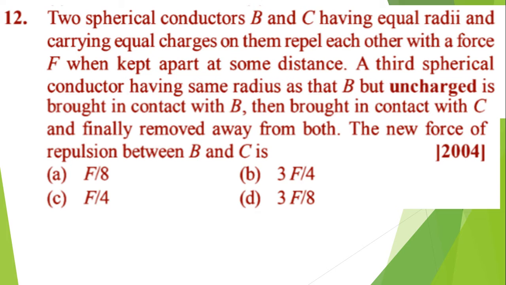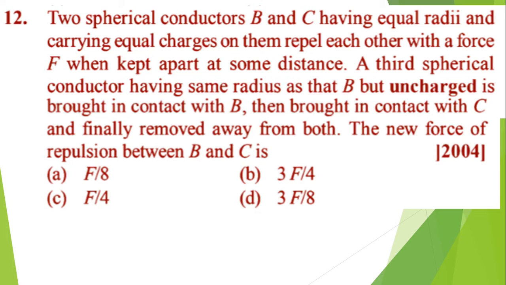Now the first numerical. Two spherical conductors B and C, having equal radii and carrying equal charges on them, repel each other with a force F. That means two spherical conductors B and C have equal radii and equal charge. They are separated by the Coulomb force.